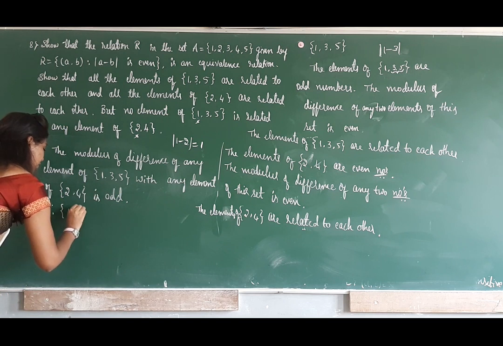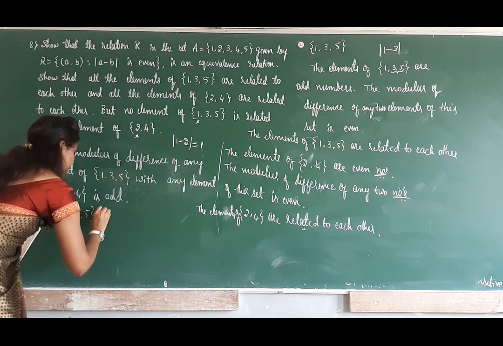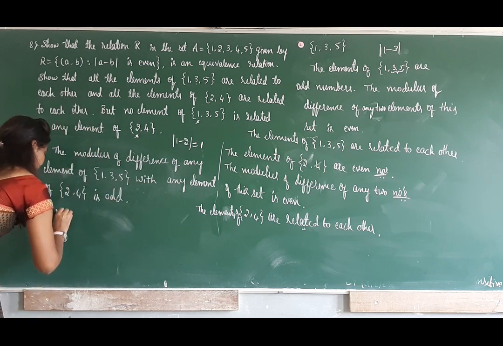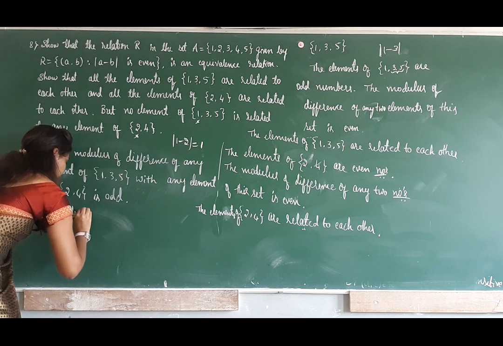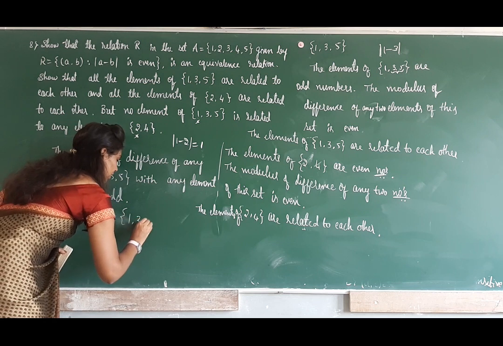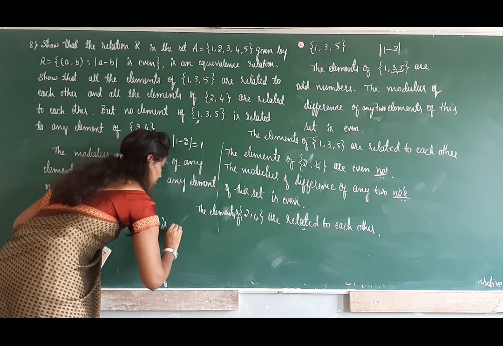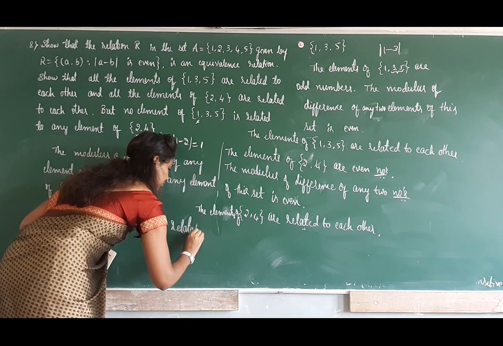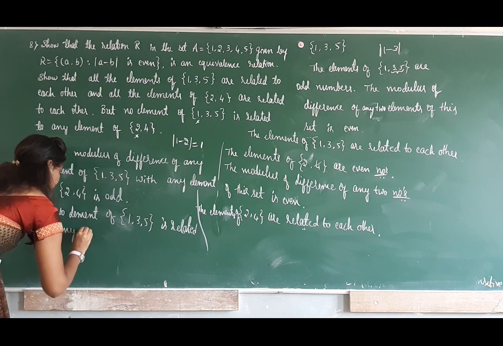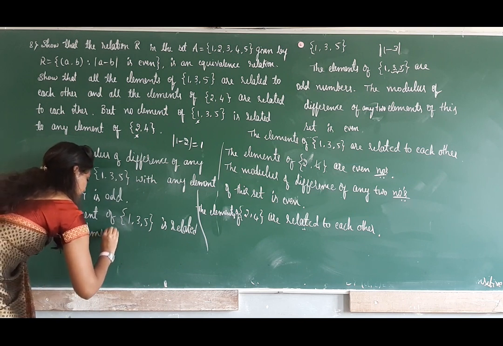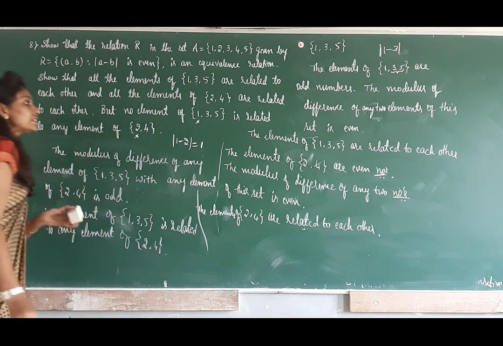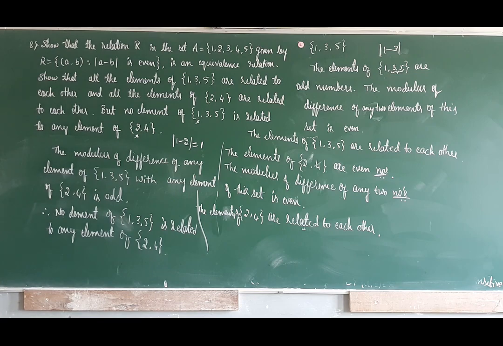Therefore, no element of 1, 3, 5 is related to any element of 2 and 4. Is it clear? Now move on to the next question.